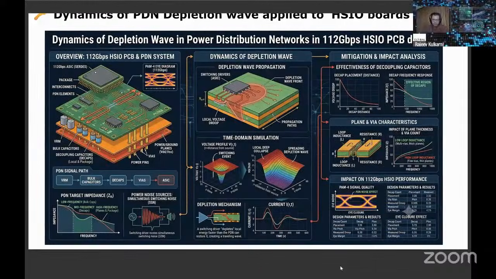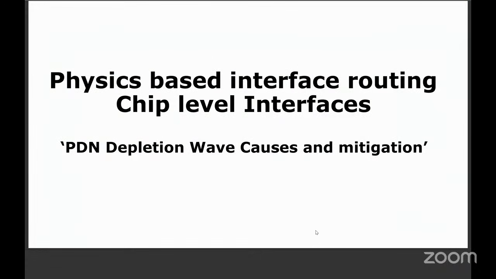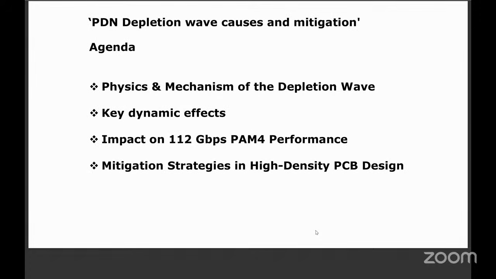Yeah. Next page. PDN depletion wave causes and mitigation. That is the title given. Go to next page, please. Physics and mechanism of depletion wave. Key dynamic effects, especially on 112 Gbps PAM4 interface performance, and mitigation strategies in high density PCB design. Next page, please.